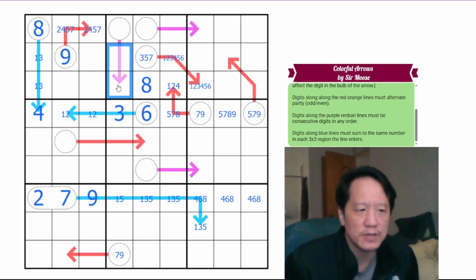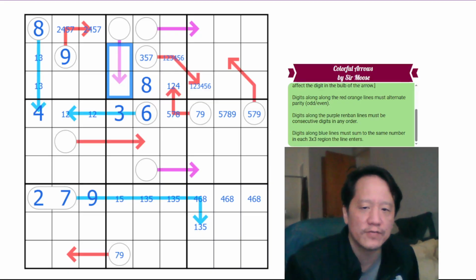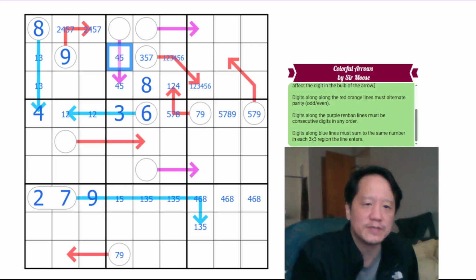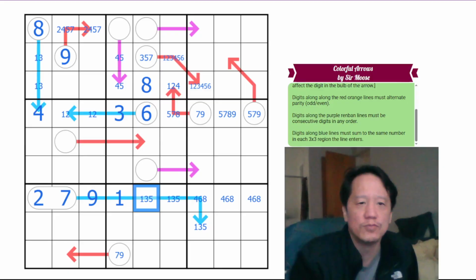This must be a renban. It cannot contain 3, so it would be 1, 2 here, but that would add up to 3, so that's not possible. Obviously can't be 2, 3, can't be 3, 4. It has to be 4 and 5 here. So this is 4, 5 as a pair, which eliminates 4 and 5 in the rest of the column. This can't be 5, it's 1.